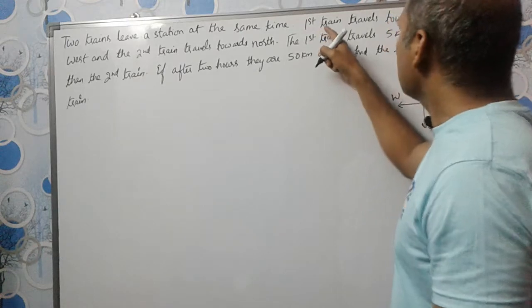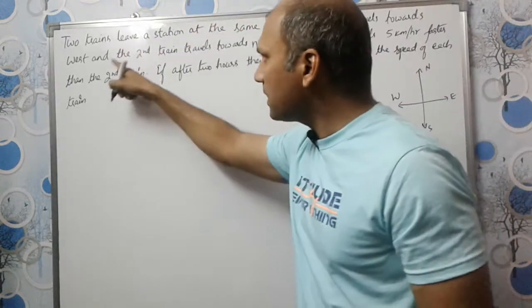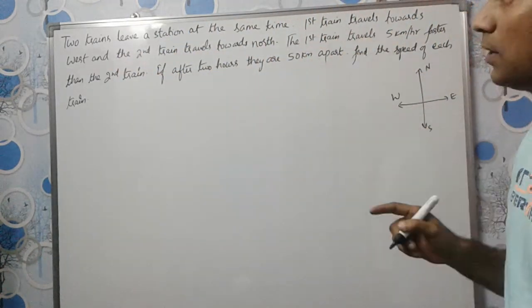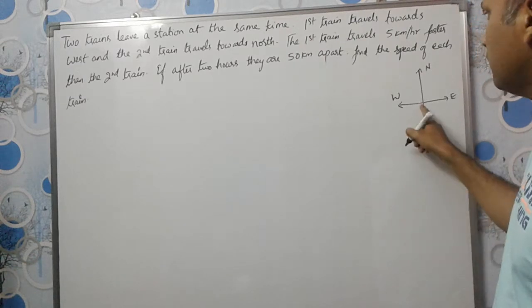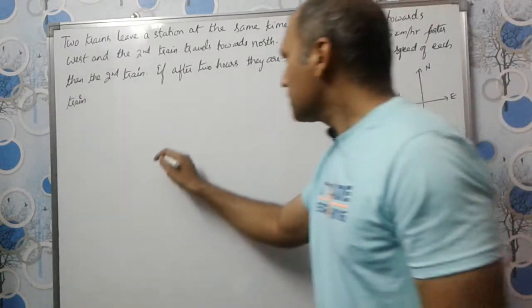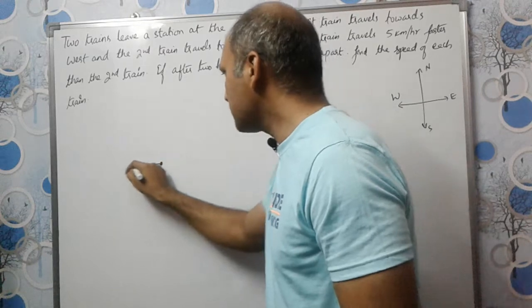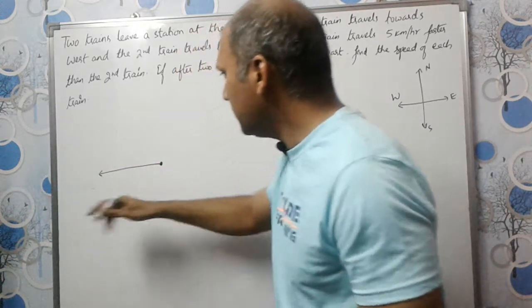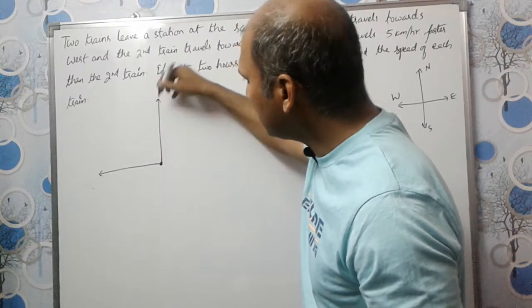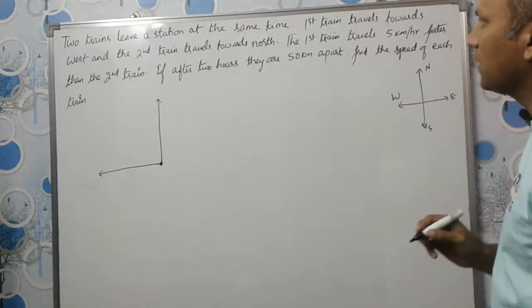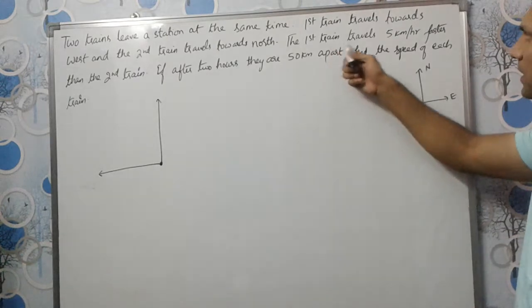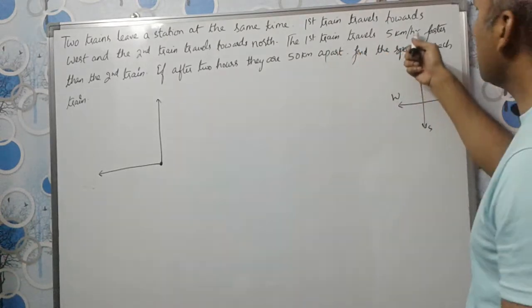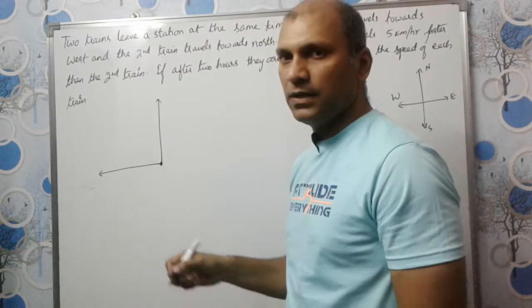Alright, what is given? First train travels towards west and the second train travels towards north. So suppose this is the station, first train is traveling towards west. West is this side and the second train is traveling towards the north. Alright, first train travels 5 kilometers per hour faster than the second train.